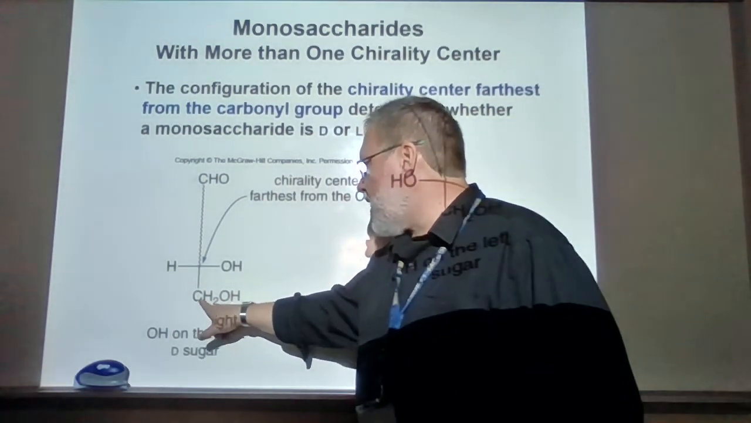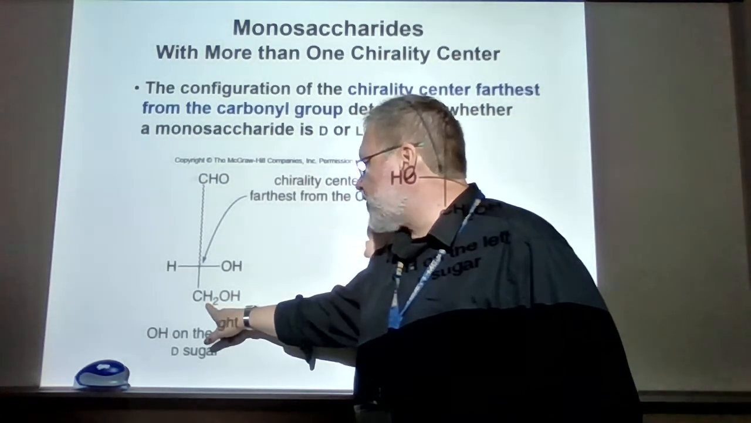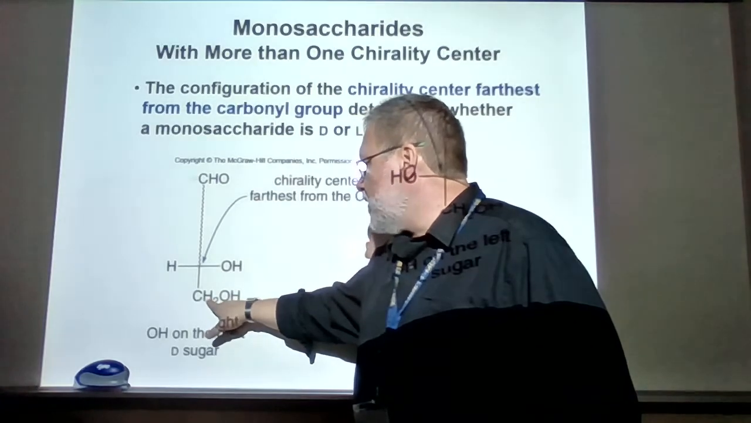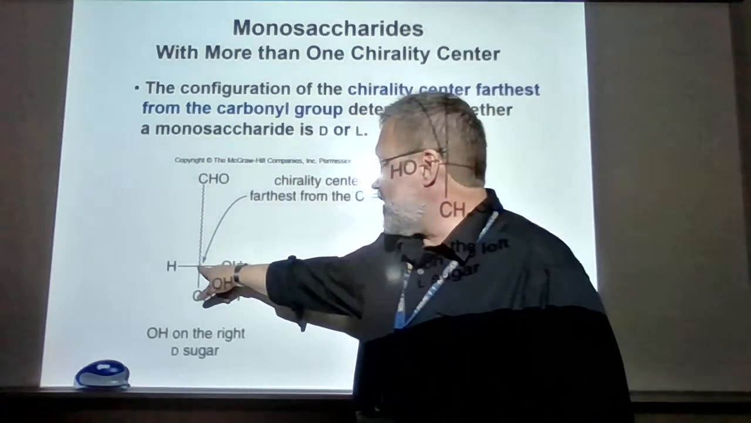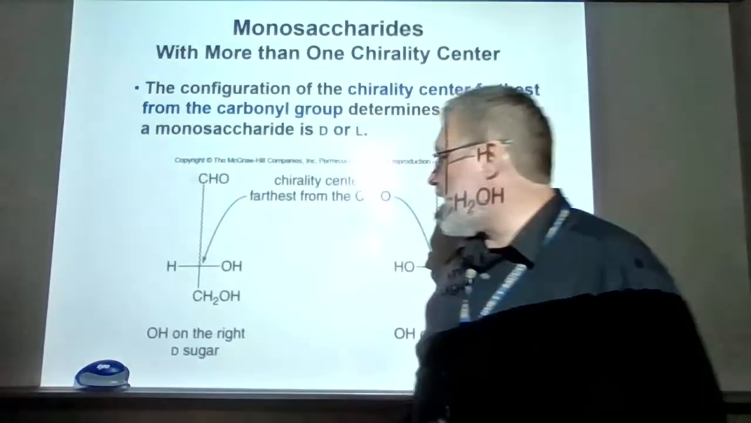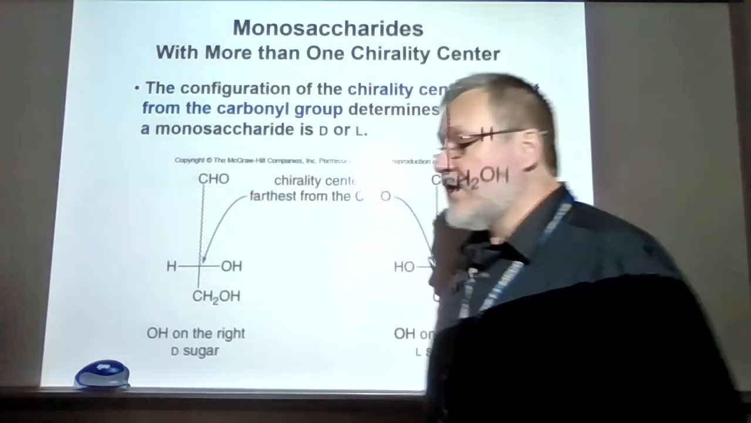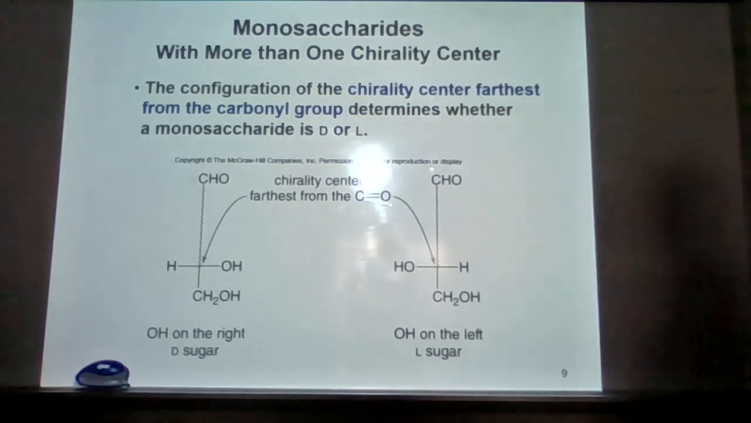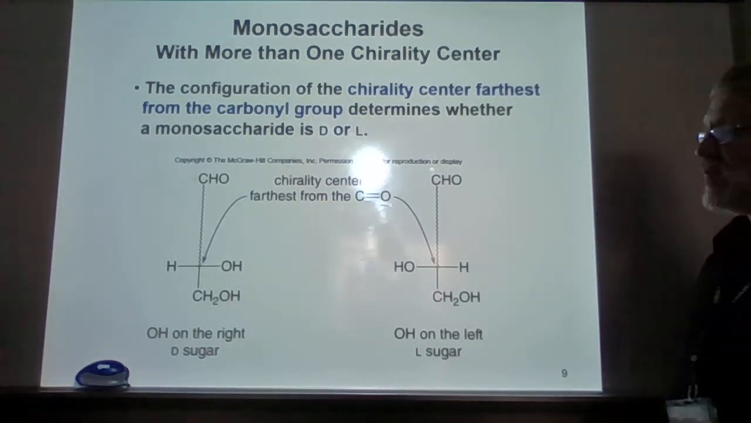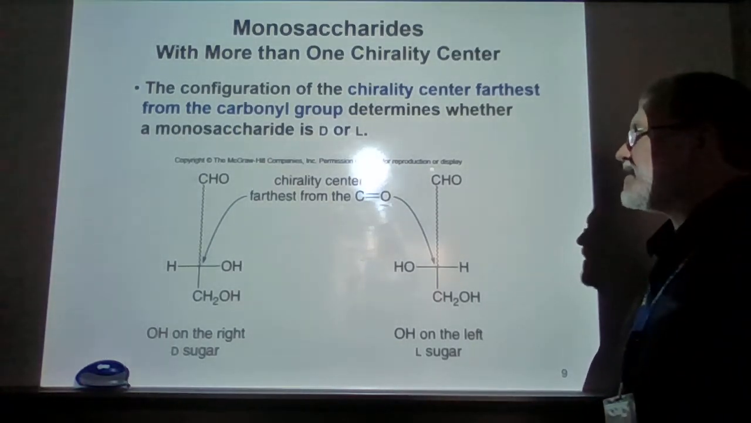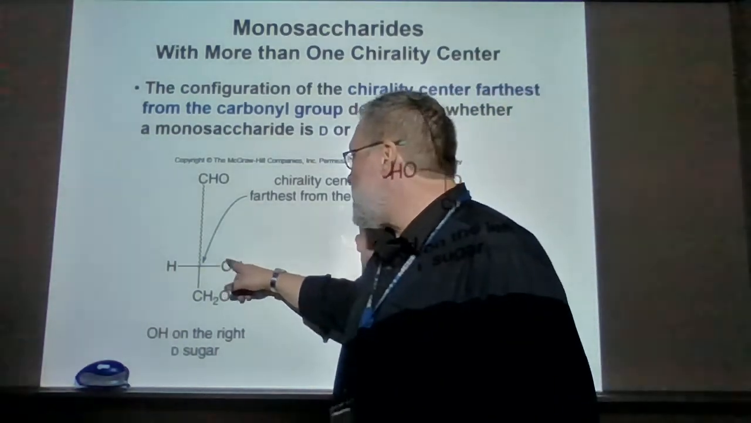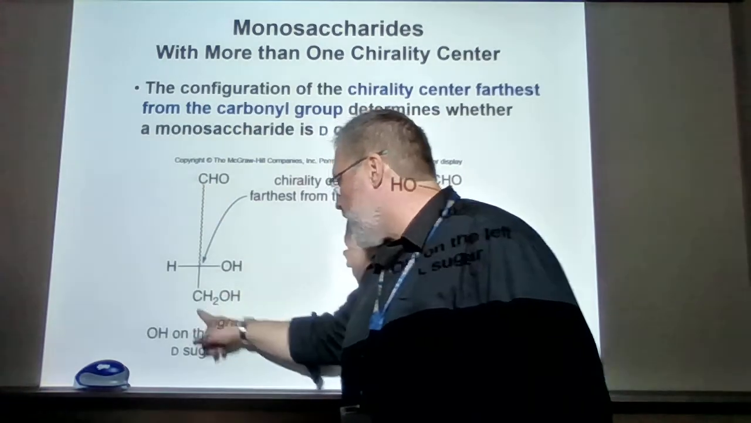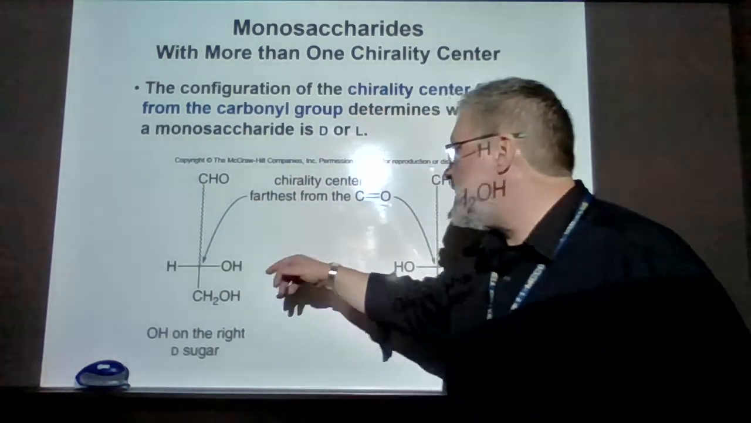This carbon is not chiral. It has only 3 different things attached to it. 2 of the things are identical and they're both hydrogen. So this is the last carbon that is chiral from the farthest end. That determines whether this particular compound is referred to as D or L. Since this OH is on the right side of this vertical carbon sequence, this is the D form.